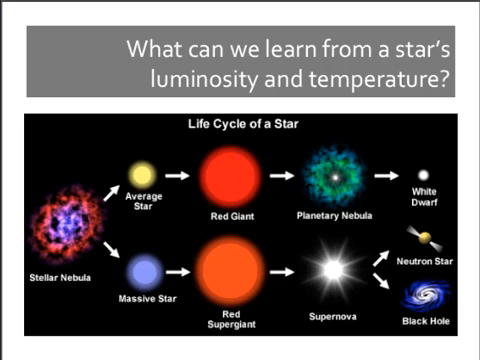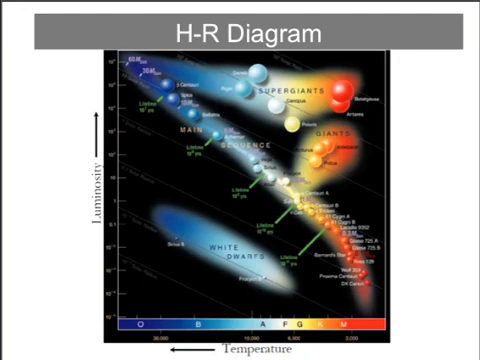If we were to plot the temperature and luminosity on a graph, we would see that these characteristics change throughout a star's lifetime, and that stars that are in similar phases tend to group themselves together on this graph. This is an HR diagram, named for two astronomers, Russell and Hertzsprung. Before I start talking about the application of this graph, I just want to point out the axes.